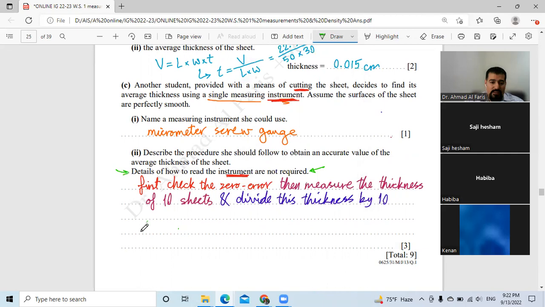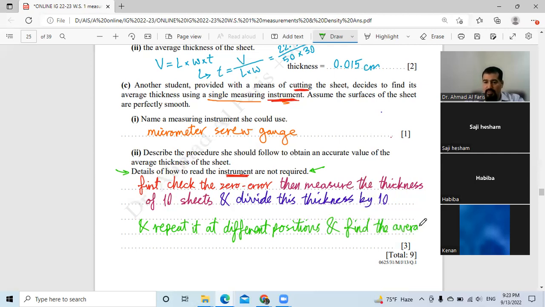And maybe if I repeat it at different positions and find the average, it will be an accepted answer. Repeat it at different positions and find the average or find the mean, and it will be an accepted answer in the mark scheme. And I told you here, do not tighten.